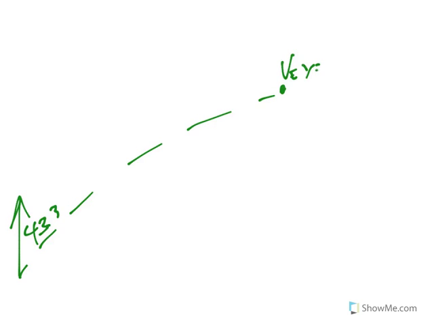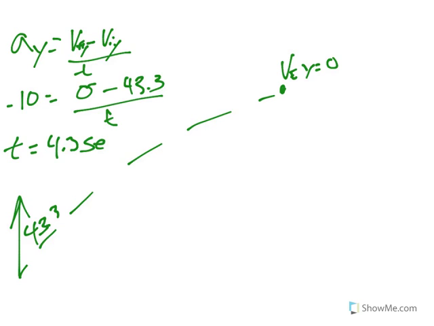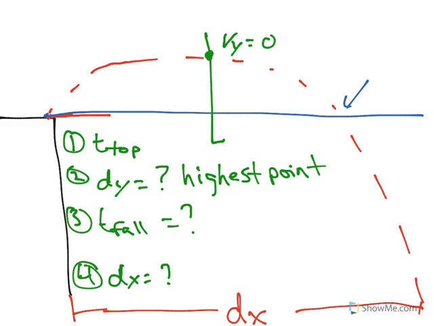Alright, so we've got a situation like this. We know the initial velocity in the y is 43.3. We know the final velocity in the y at this point is 0. Alright, so we should use ay equals vfy minus viy divided by t. We get -10 equals 0 minus 43.3 divided by the time, which is unknown, and we get that time is equal to 4.3 seconds. And this is the time to the top. So coming back here, the time to the top is 4.3 seconds, or 4.33 seconds.